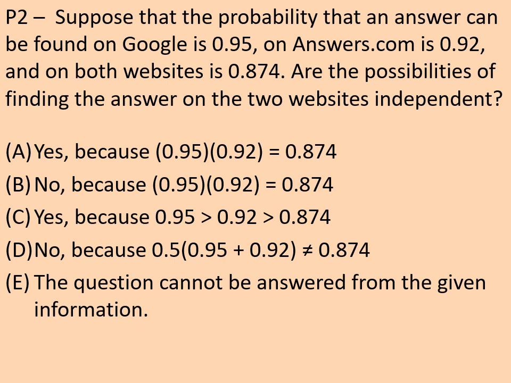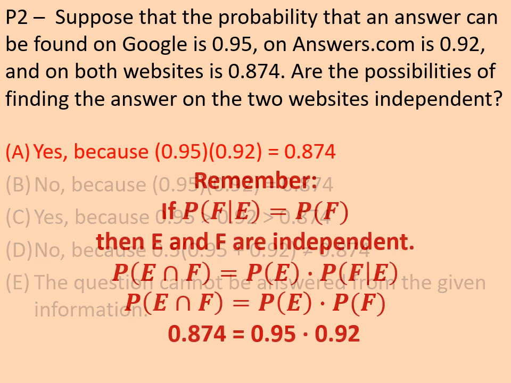P2, suppose the probability that an answer can be found on Google is 95%, on answer.com 92%, and on both websites 87.4%. Are the probabilities of finding the answer on the 2 websites independent? All right, yes, they are independent. If we multiply the 2 together, it gives us 0.874. Students find this rather confusing.